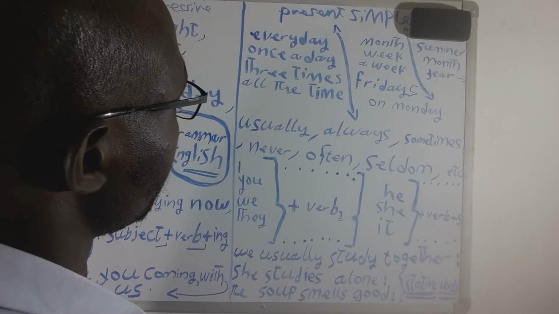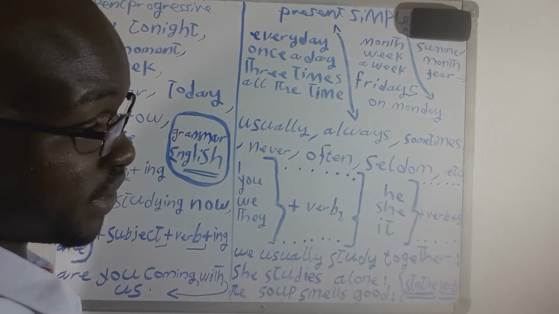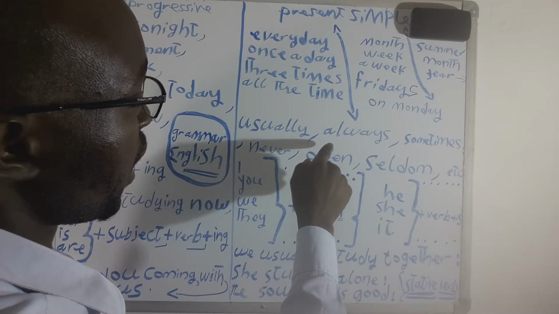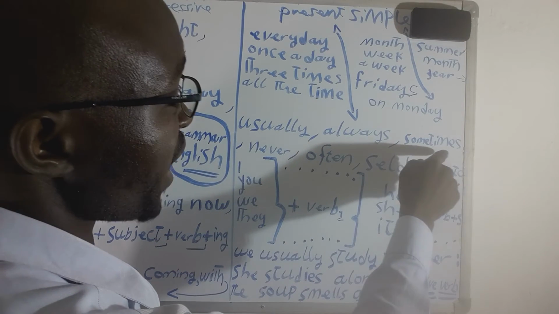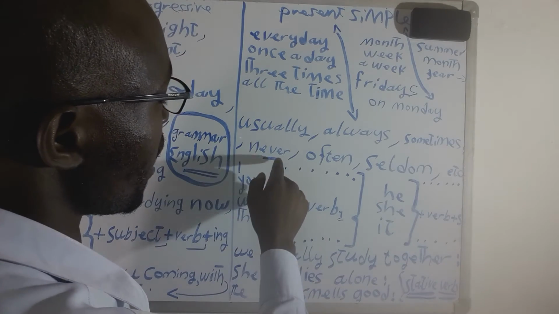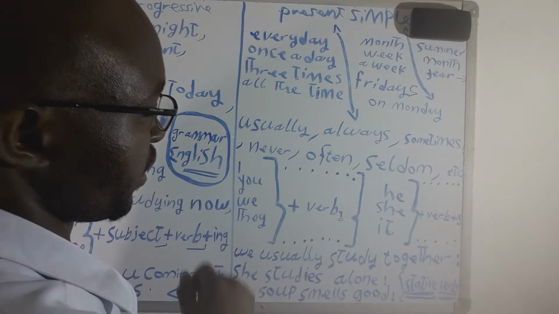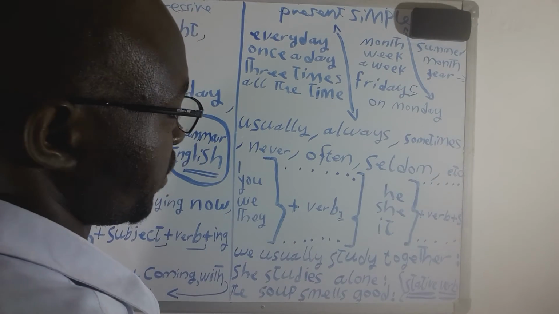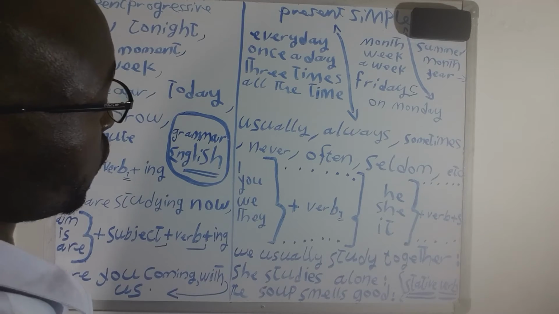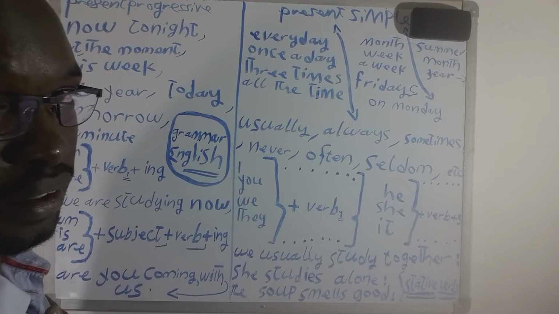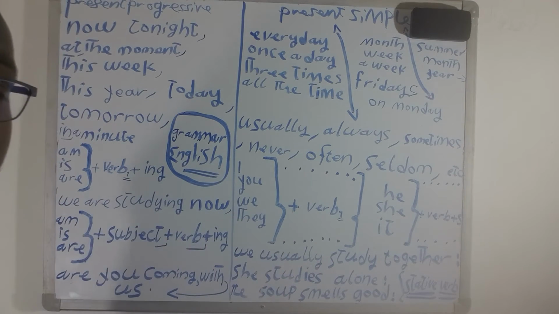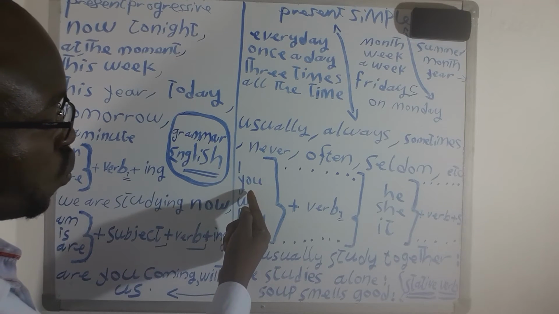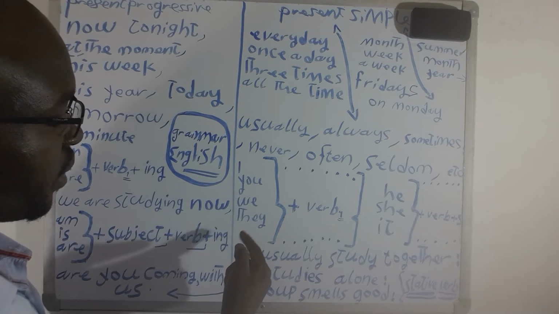Let's see here the sentences below. Usually, always, sometimes, never, often, seldom, etc. Good. You can see here, it will be clear. I, you, we, they.